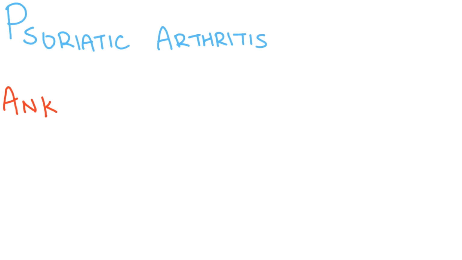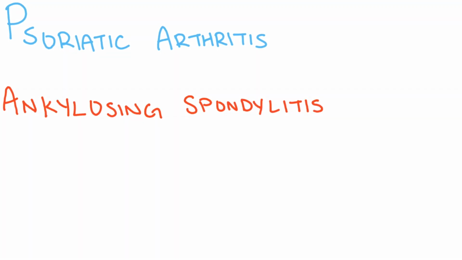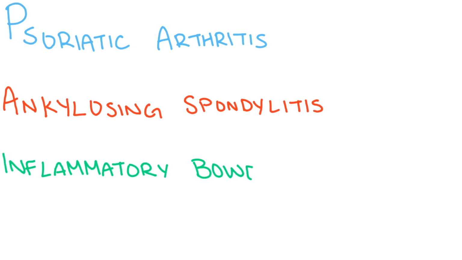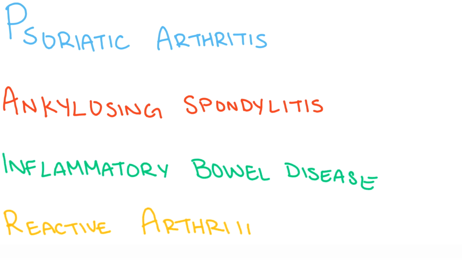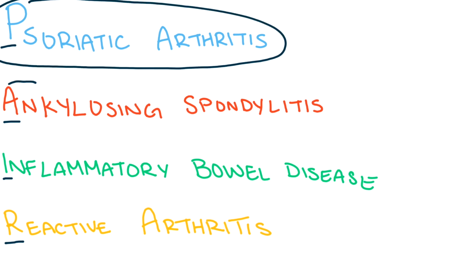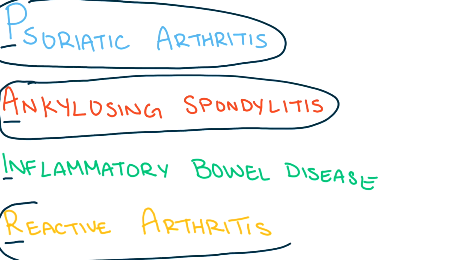P is for psoriatic arthritis. A is for ankylosing spondylitis. I is for inflammatory bowel disease. And R is for reactive arthritis. So in this lecture, we'll be focusing on psoriatic arthritis, ankylosing spondylitis, and reactive arthritis.